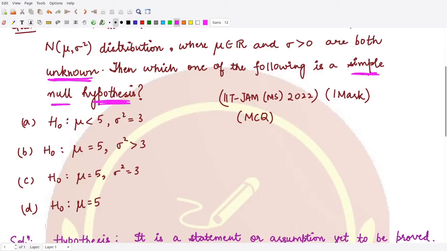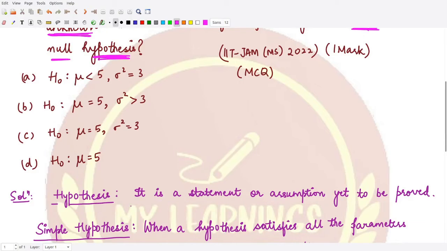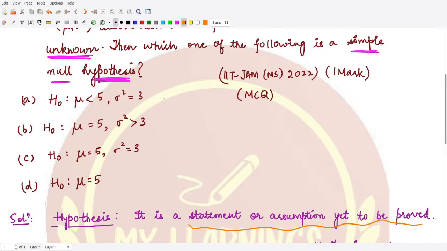So first of all, you should be clear about hypothesis. What is a hypothesis? Hypothesis is basically a statement. It is just a statement or assumption which has not yet been proved, right? So we understood about this hypothesis. So whatever we wanted to prove here, we call that statement a hypothesis, right? That has not been proved yet, but we wanted to prove that thing. Okay. Now, what about this simple and what about this null? So let's have a look.